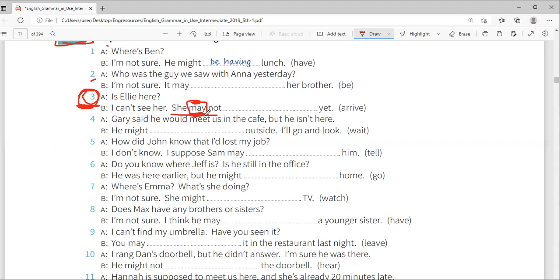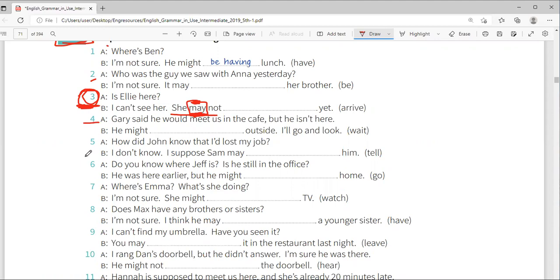I can't see her. So she may not have arrived yet. Yes, she may not have arrived yet. Yes. Okay. May. Yeah, correct. May not. Have arrived yet. Yeah, correct.